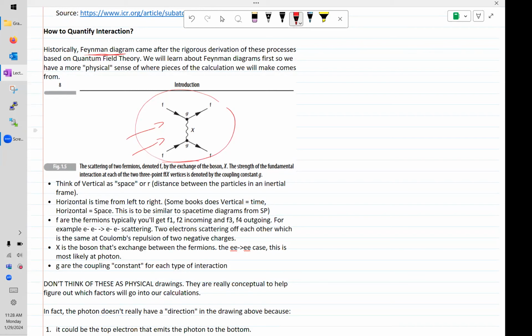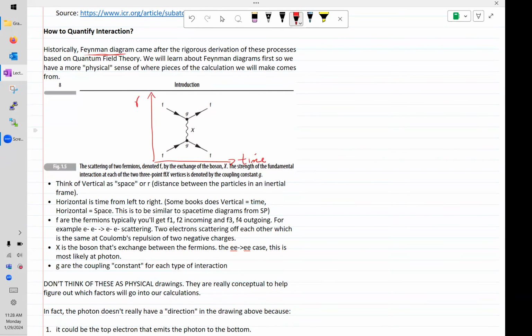Okay, so I'm going to erase this because I actually need to write on this. So think about the vertical axis, in this book at least, as space, basically the distance between the 2 particles. And then the horizontal is time.